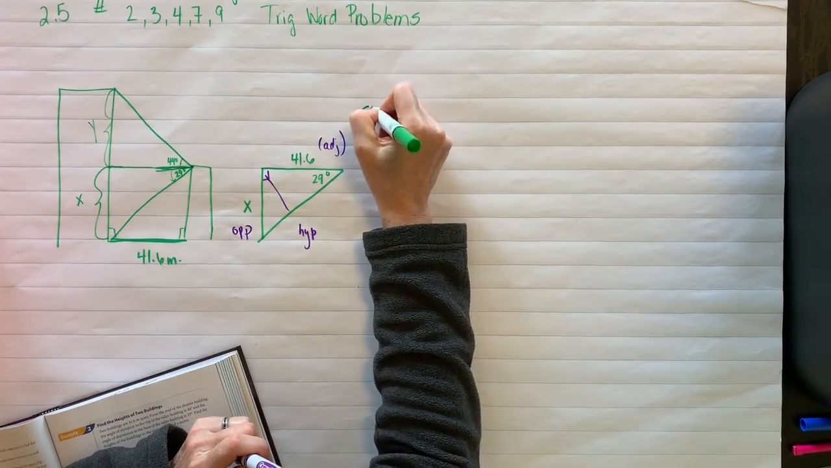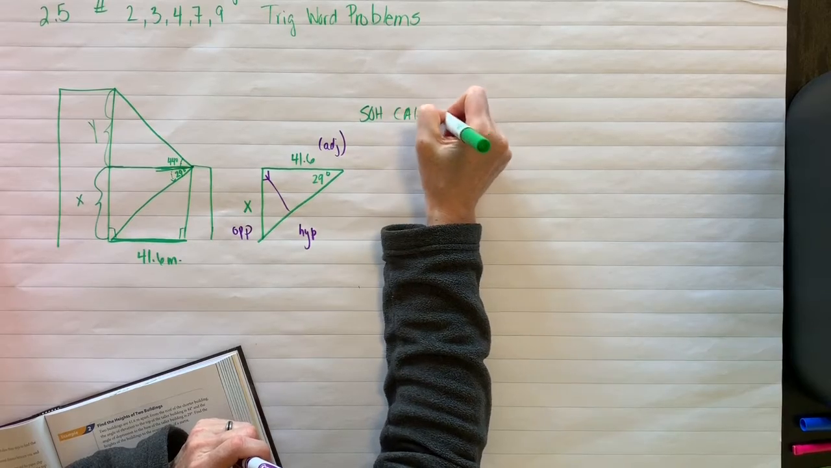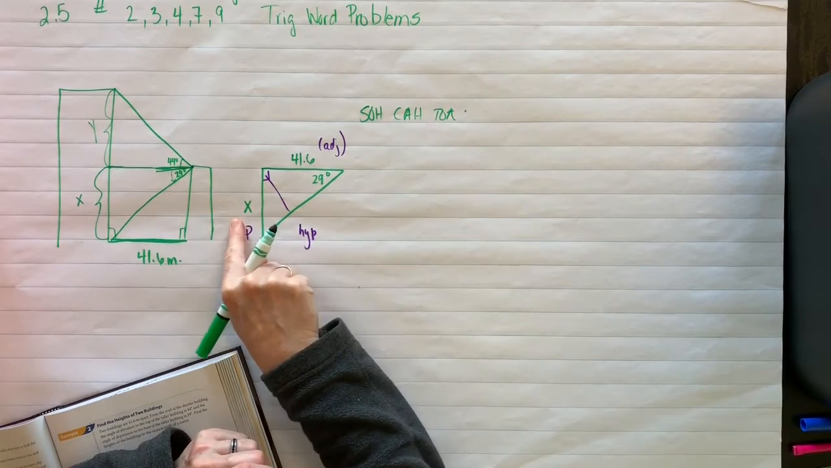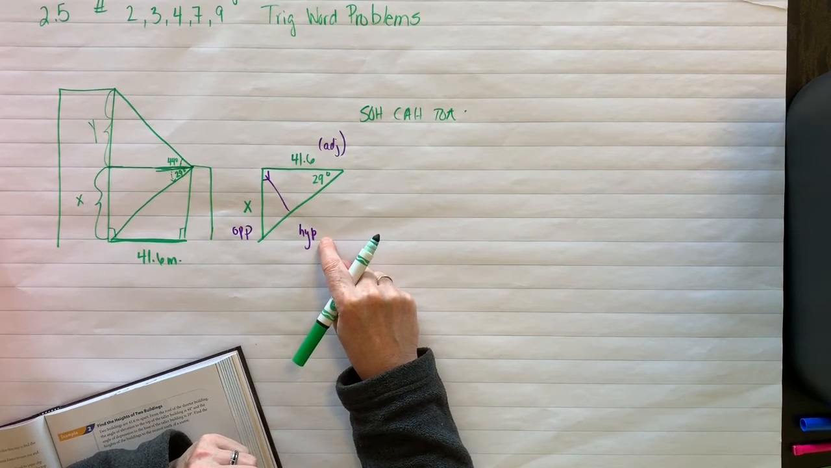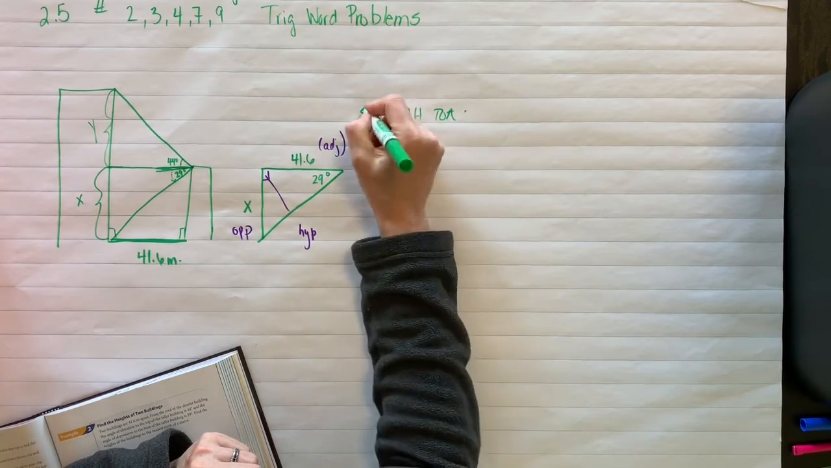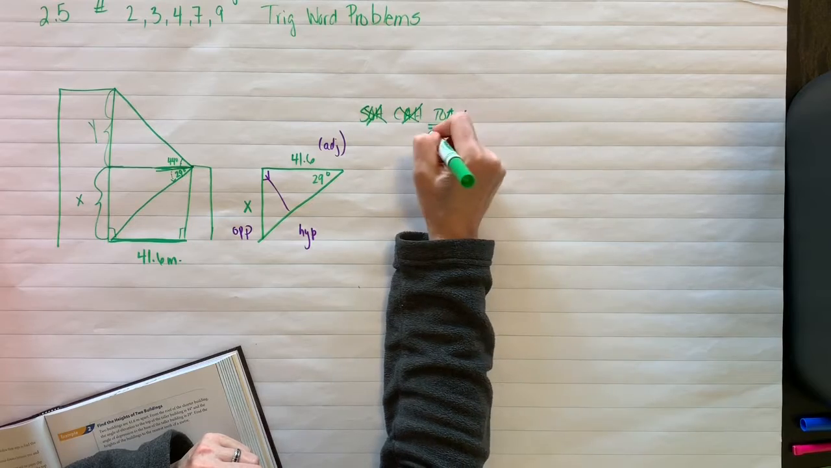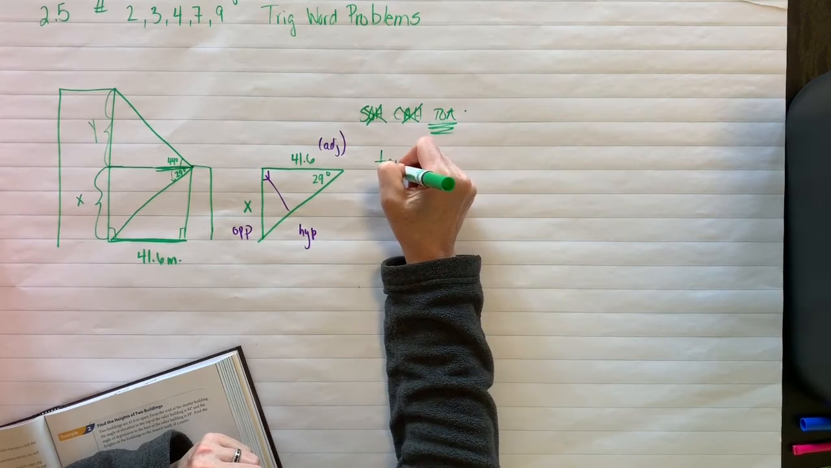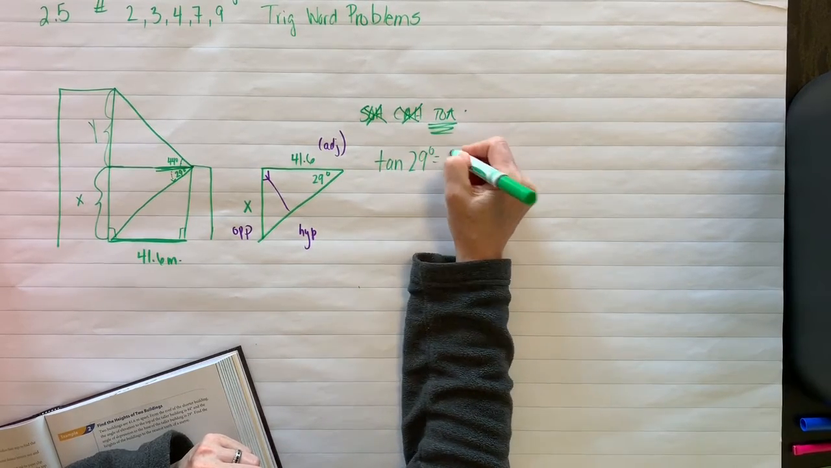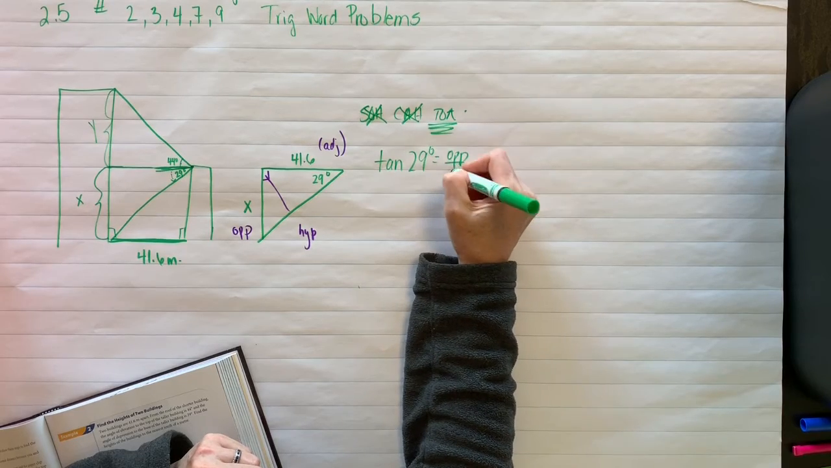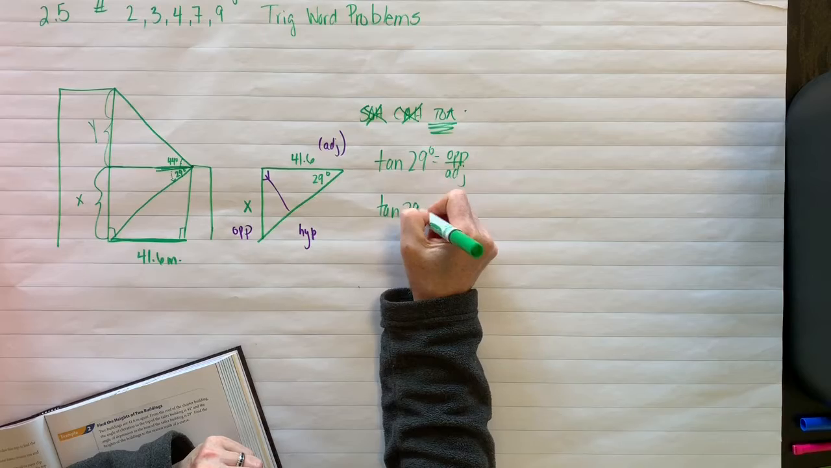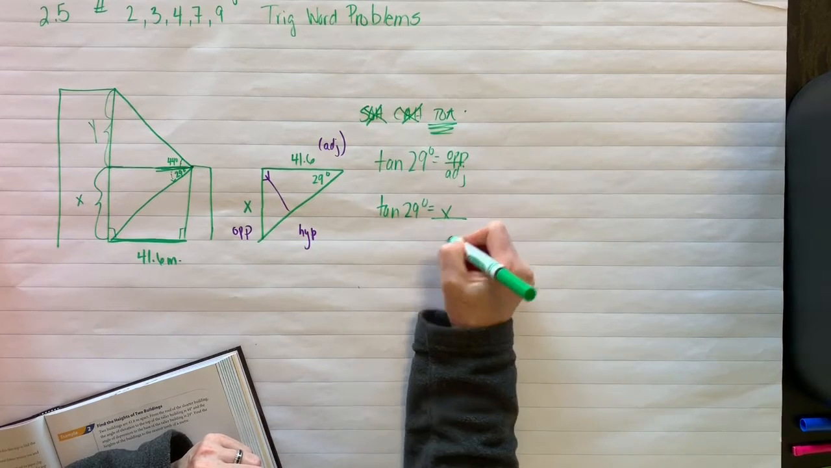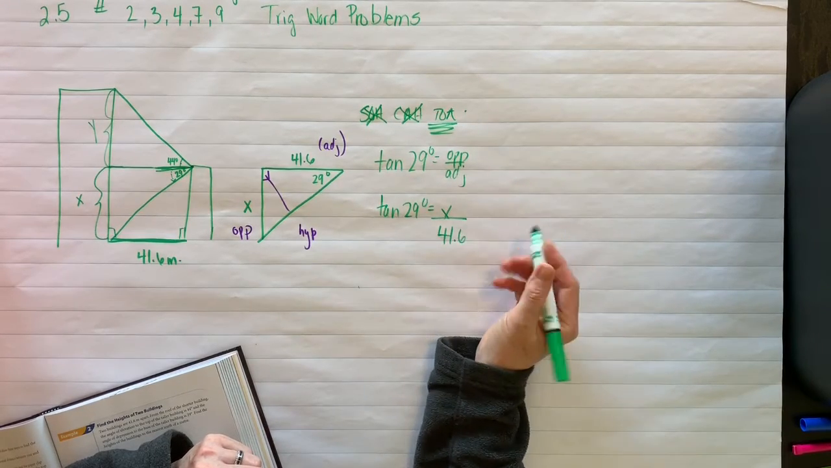So, SOHCAHTOA. I would like to know the opposite. I do know the adjacent. I don't know anything about hypotenuse, and I'm not asking you to find it, so we can get rid of hypotenuse, which means I'm left with the trig function of tan. So tan of 29 degrees equals opposite over adjacent. Tan of 29 degrees equals x over 41.6.